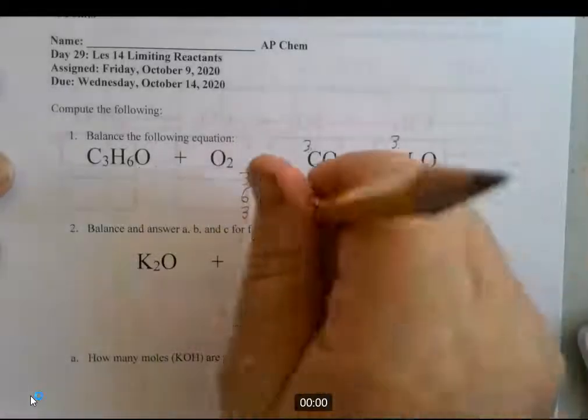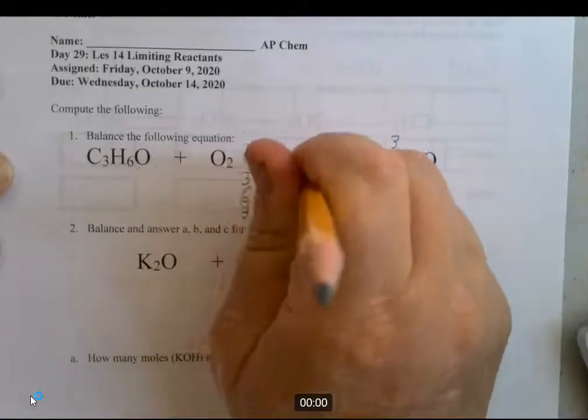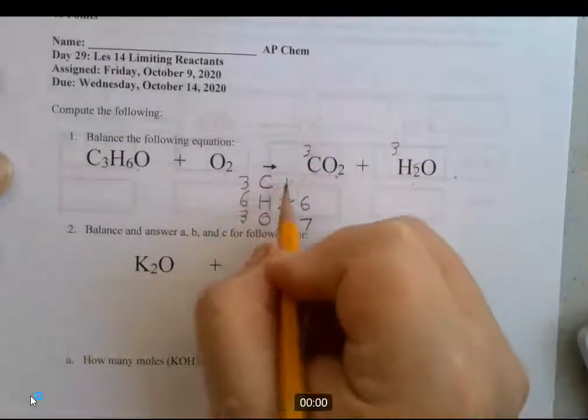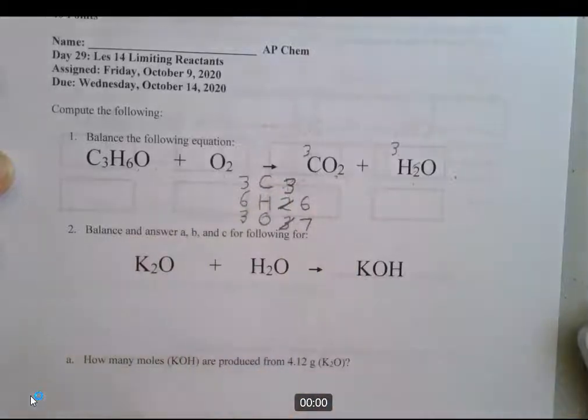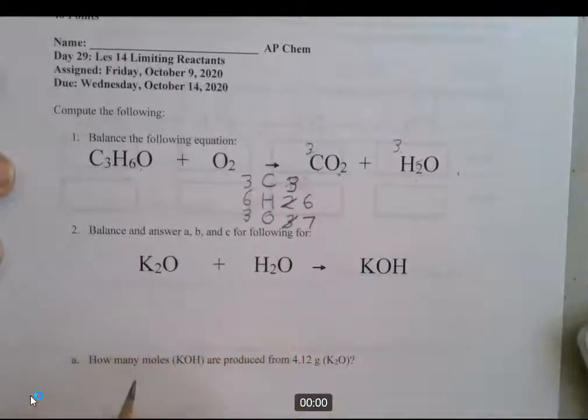Carbon is, oops, what did I write there? That should be a 3. Okay, that should have been a 3. I hope you were wondering what that was. I don't know what it was either. Okay, so there you go. All right, so carbon and hydrogen are in balance.